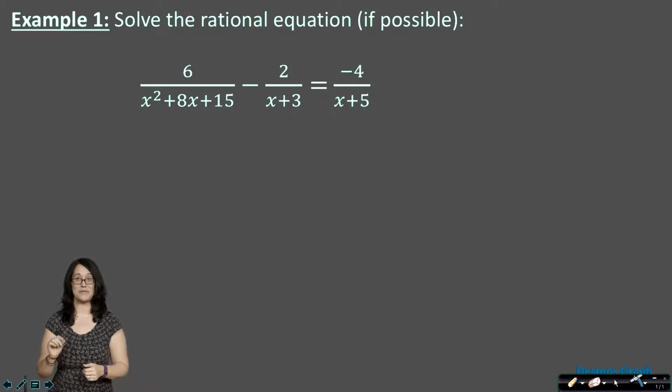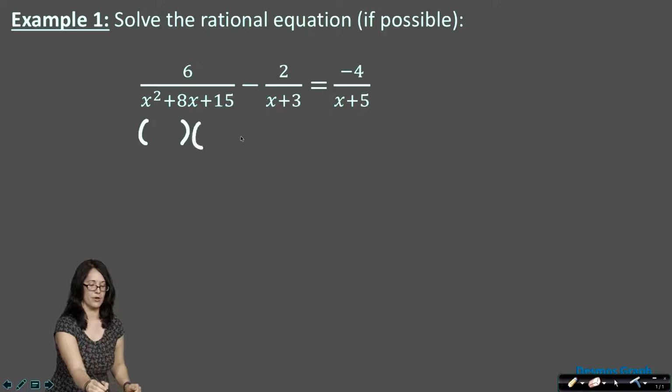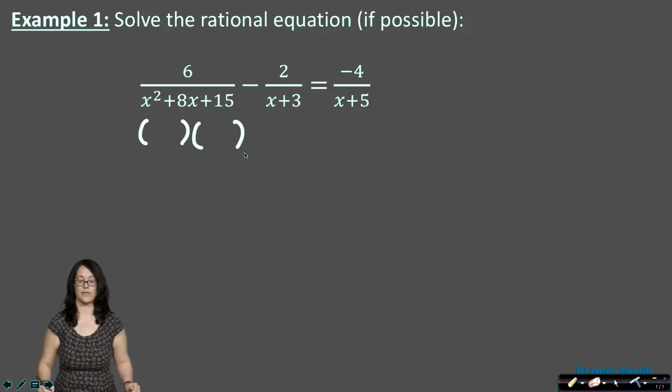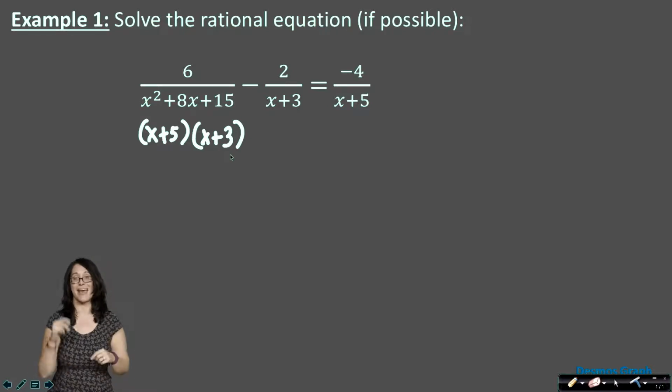Okay, what did you do as your first step? Did you factor? Okay, let's see how that worked. When you factored your first denominator, what did we get for x squared plus 8x plus 15? One factor should be x plus 5. Another should be x plus 3, factors of 15 which add up to 8x when you FOIL. That makes sense, doesn't it?